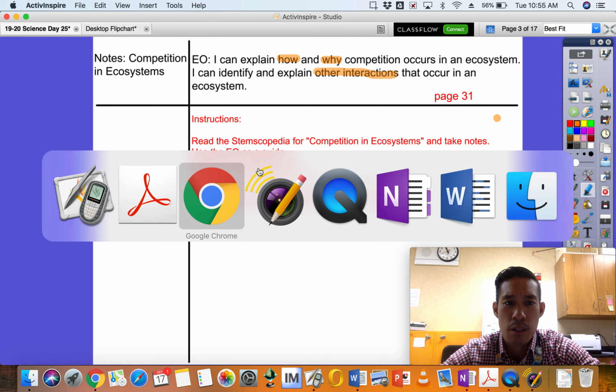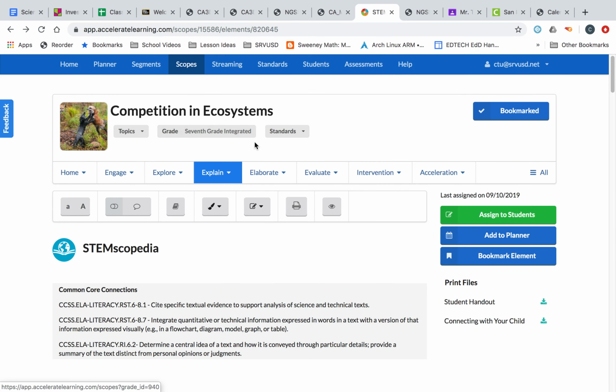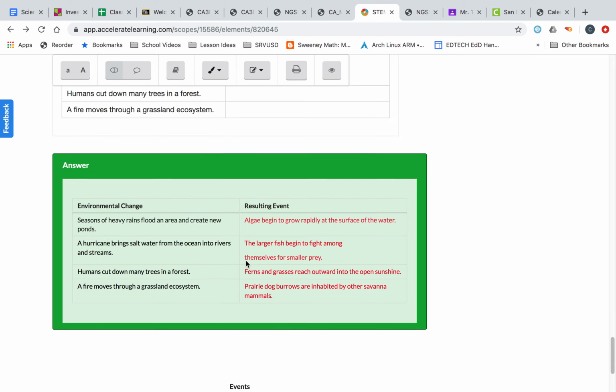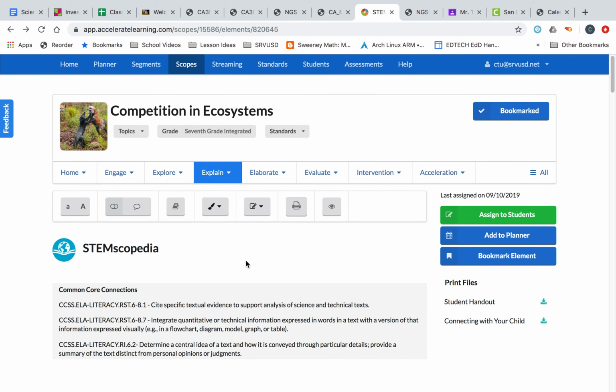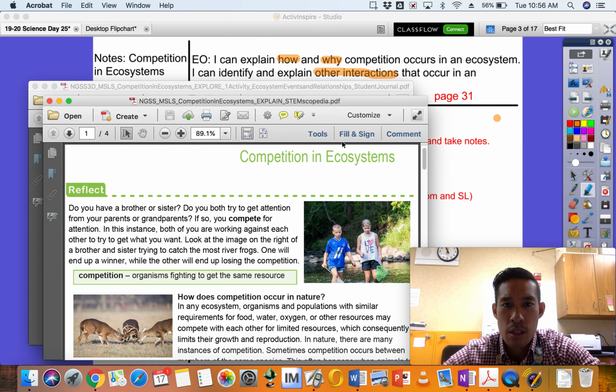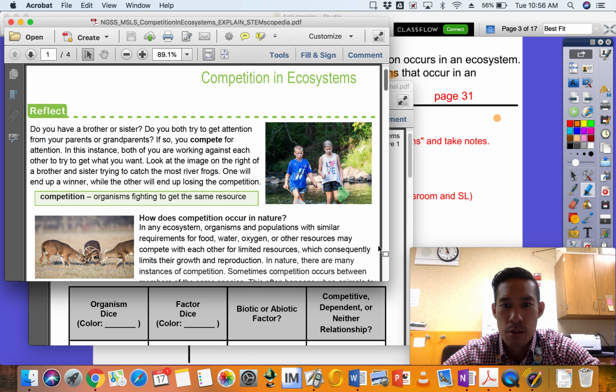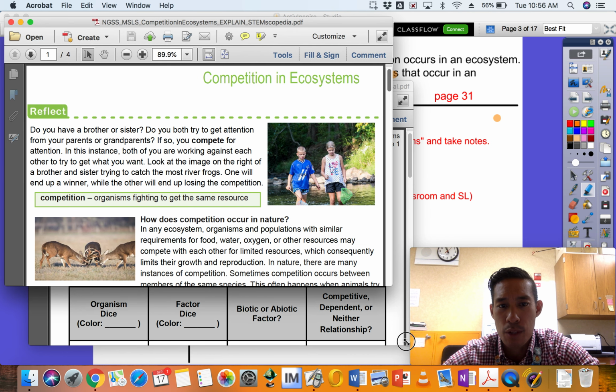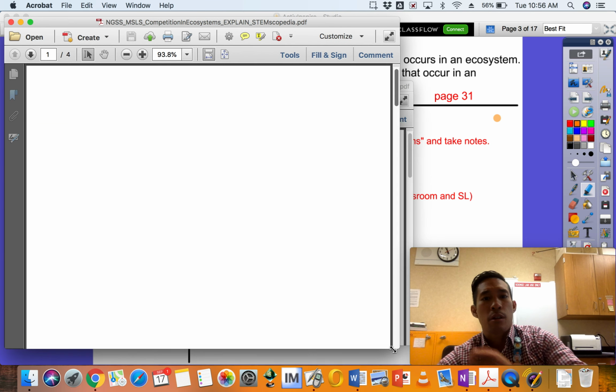So let me walk you through all this stuff, okay? First, if you are going to access STEMscopes through here, for the STEMscopedia, remember yours is different. Yours says learning resources up here, and then there's going to be a button that says STEMscopedia. You got to scroll down and find competition and ecosystems, and then the reading is there. Okay. I've made your life a little bit easier, and I attached this PDF of the actual note. So if you just want to pull up the PDF and read it from there, you are more than welcome to.